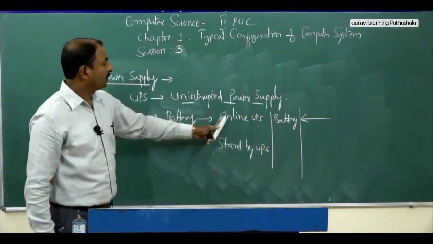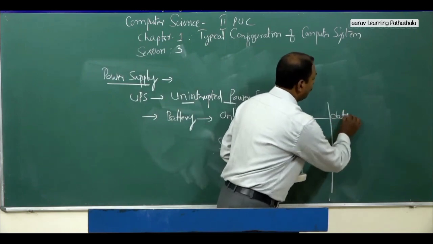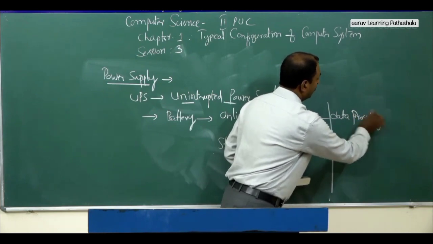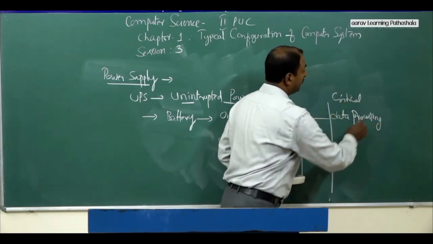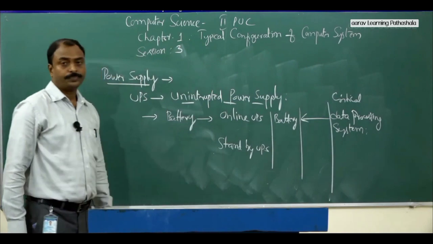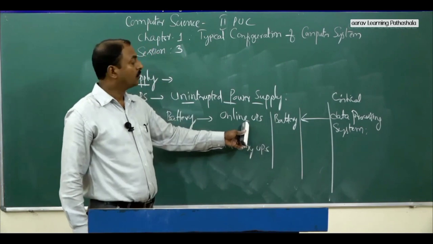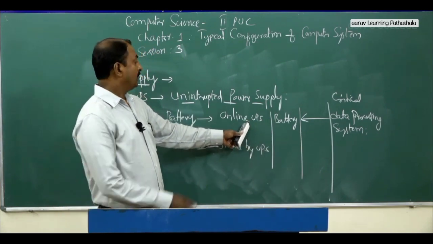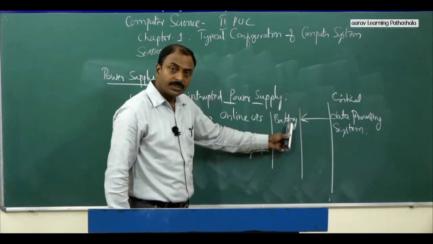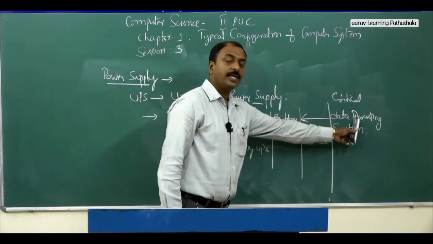Normally the online UPS is used in critical situations where we talk about critical data processing systems, where we cannot afford to switch off the computer system at any point in time and we expect it to work continuously, 24/7. So with the online UPS, the computer system gets its power directly from the battery even though the power is available.